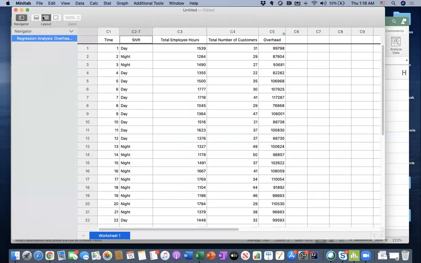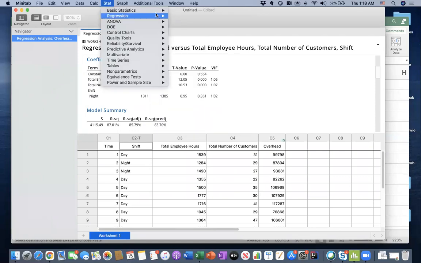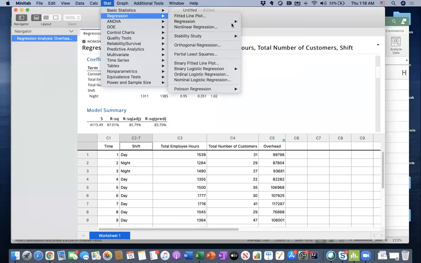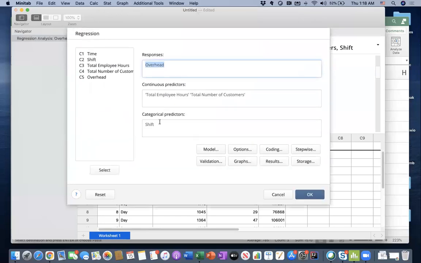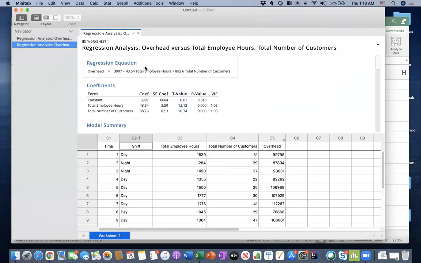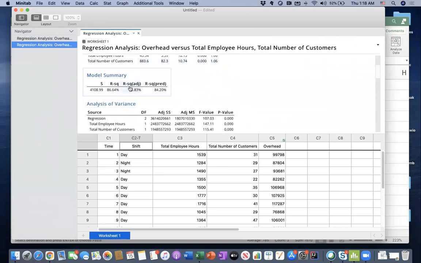So let's go back to the version that we can see both the data and the Minitab analysis. We go to basic statistics again. Regression, fitted regression model one more time. And I am going to not include shift here, and I'm going to run the same analysis. All right, in this case, I do have only one equation because I have no categorical variable in this example anymore. And I take a look at the VIF values, those are good.